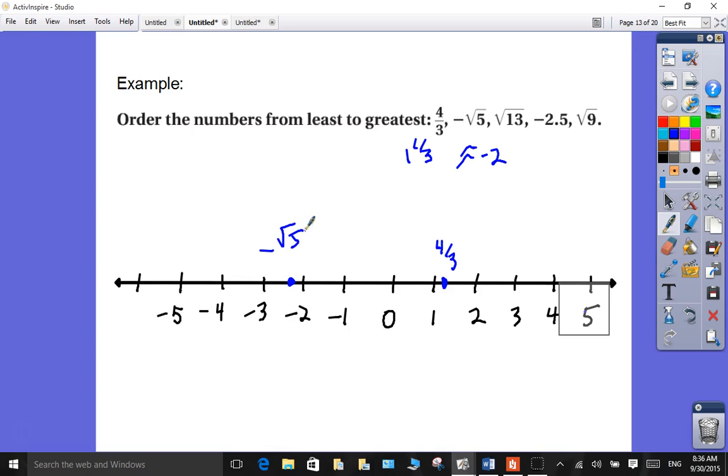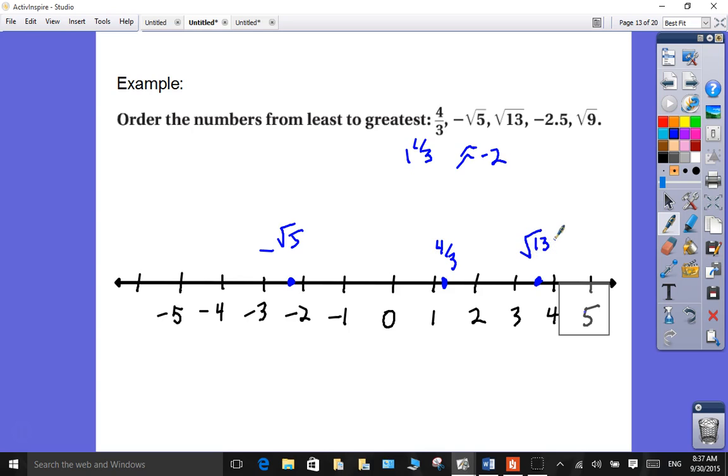The square root of 13. Estimate. In between which two numbers is it? 3 and 4. Is it closer to one than the other? Right. 9, 13, 16. Which is it closest to? 13 minus 9 is 4. 16 minus 13 is 3. Closer to the 4. So that would make it about right there. That's our square root of 13.